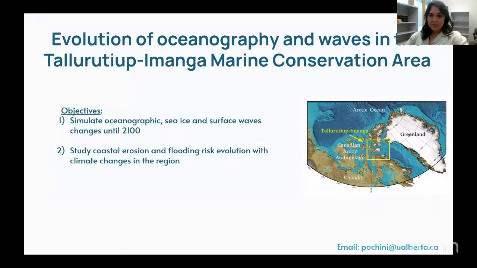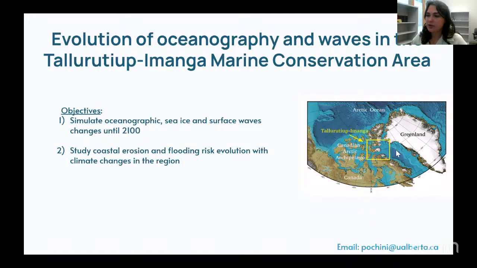The other project I'll talk about is the Taulertuip-Amanga Marine Conservation Area. This yellow box here includes Jones Sound and the community of Grise Fjord, which we've worked with before on different projects. We're looking at how we can simulate the future oceanographic conditions in this region for the community of Grise Fjord.